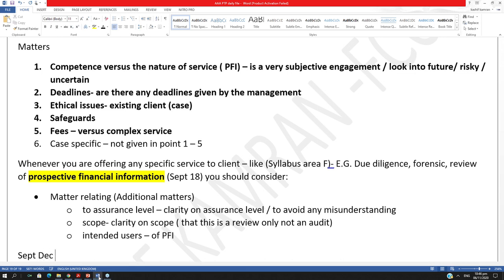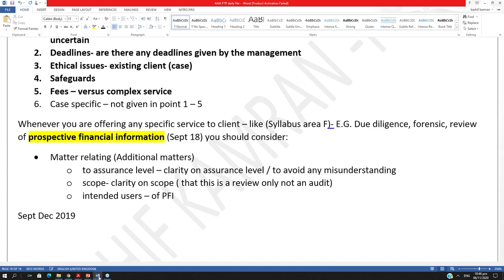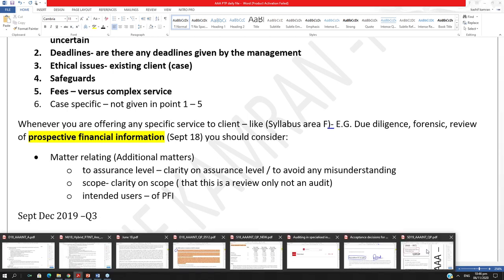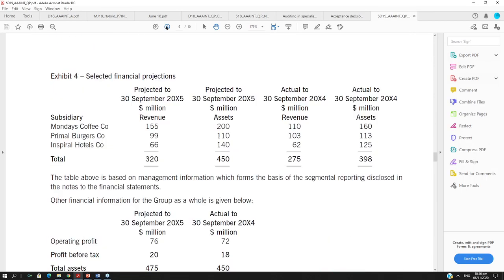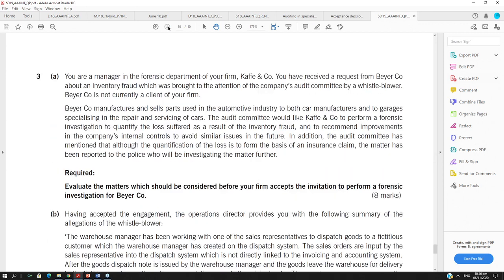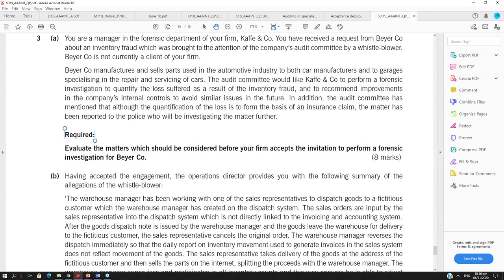Okay, so when you come to this September-December 2019 paper and go to question number 3, you know mostly question number 3 is set for what? Quick answers. Mostly it is set for syllabus area F, other assignments. So when you come to question number 3 in the September-December 19 paper, and you have attended the webinar day 4, look at this requirement of question number 3 first. Just read it and tell me, can you think of the answer? Just read what I highlighted in orange.